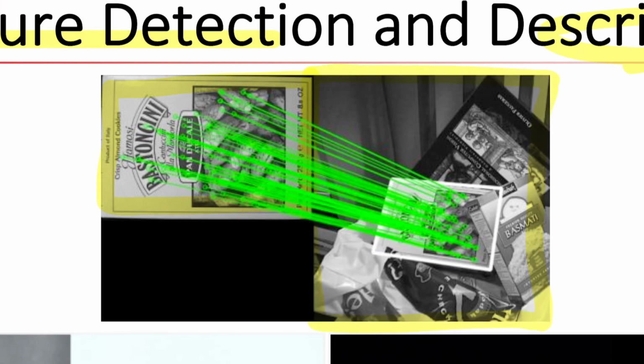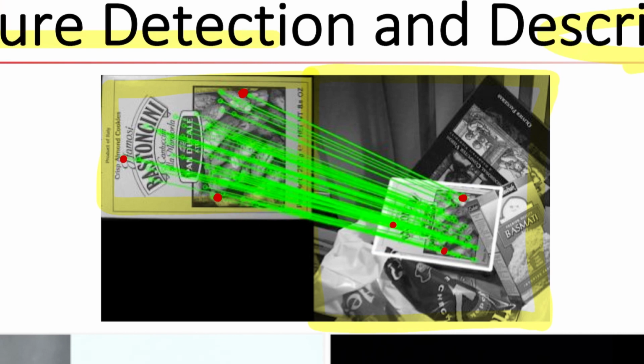What we want to do is to find out the mapping field between these pixels and this pixel, and then this pixel should be matched to this pixel, right? This pixel should be matched to this pixel, right? So how can I do that?